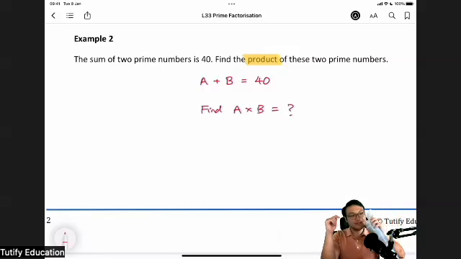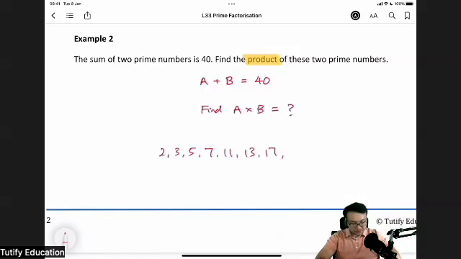Looks like Talia got it already. Who else? Try your best. These are all the very basic prime numbers, okay? You all can try to test which prime numbers can add up to 40. Ah, looks like Maximus got it as well.